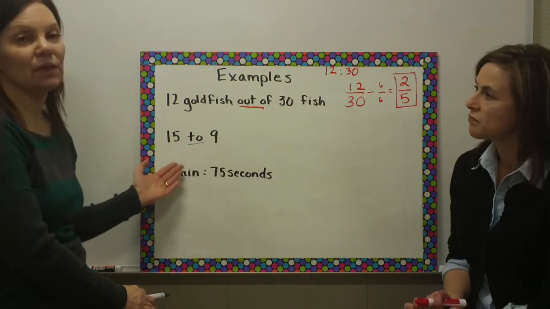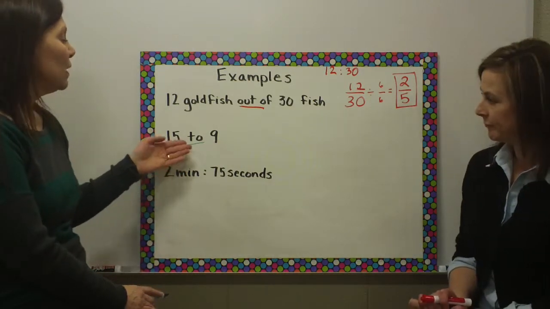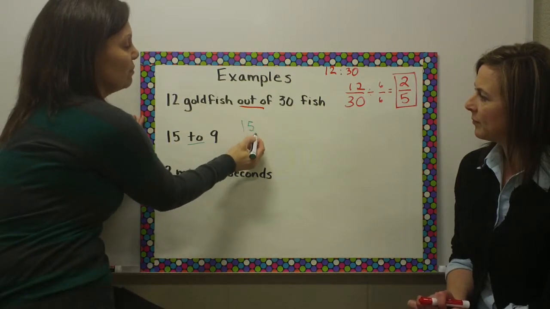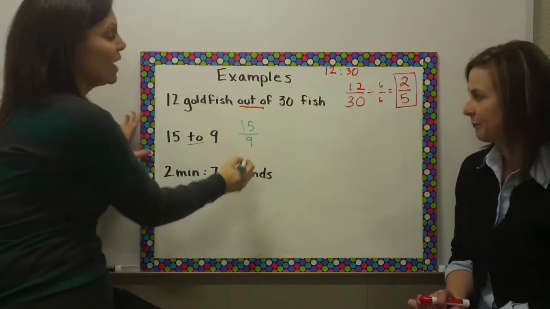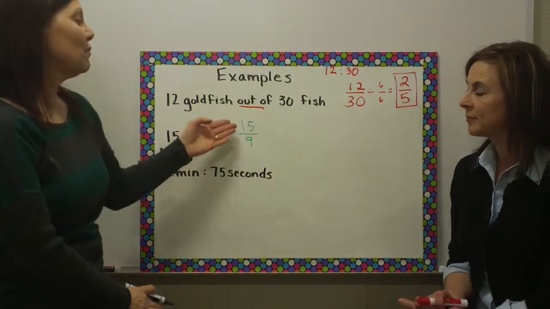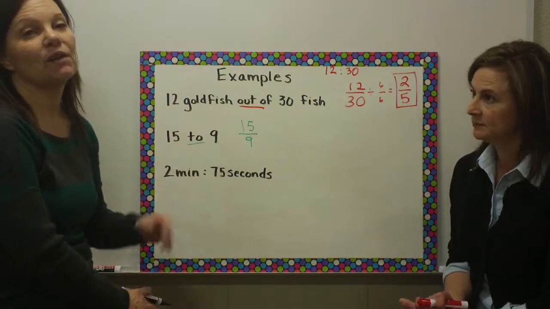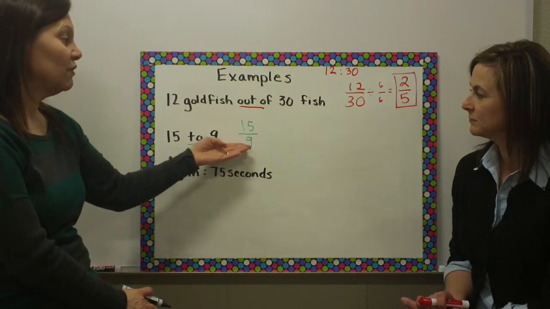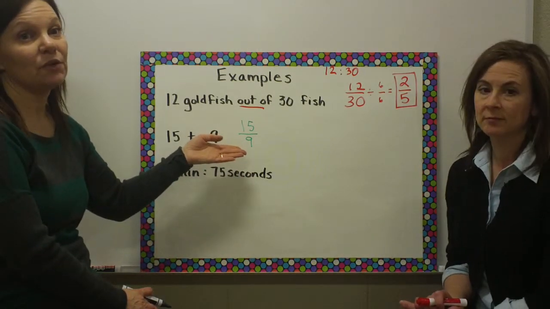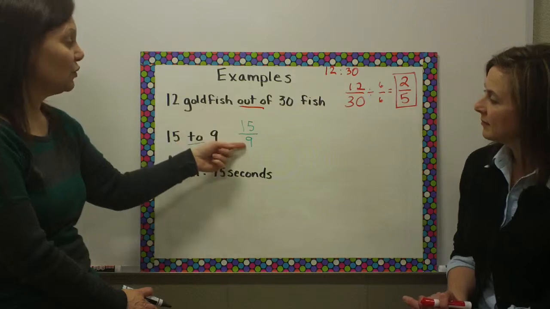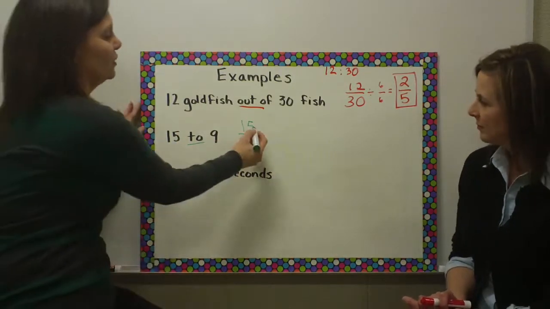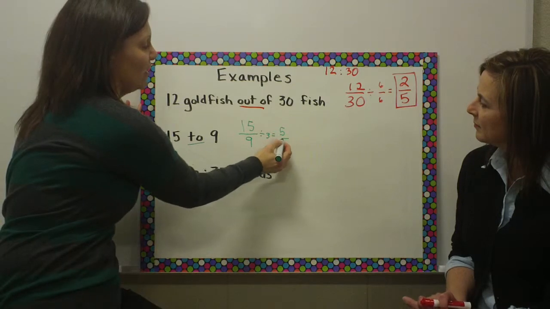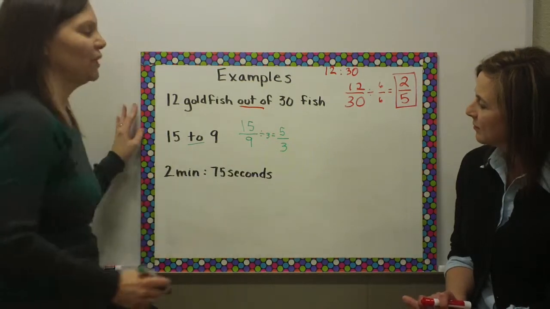Sometimes we won't have units on the numbers. I'm going to first write it in my fraction form. The first number is our numerator, second is the denominator. And then I'm going to look and see, 15 and 9, what's a factor they both have in common? Well, I know the factors of 15 are 1, 15, 3, and 5. And out of those, 3 is also a factor of 9. So I'm going to divide by 3. I will have 5 over 3.